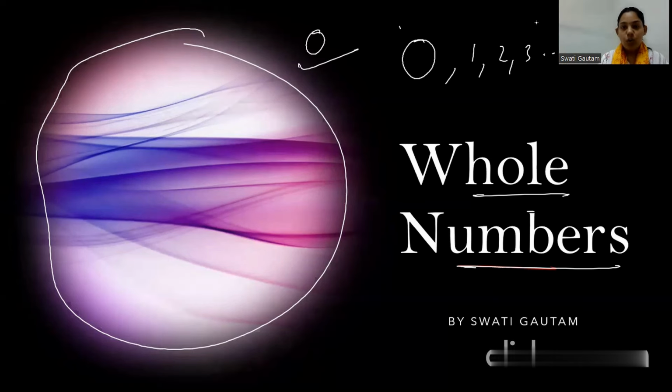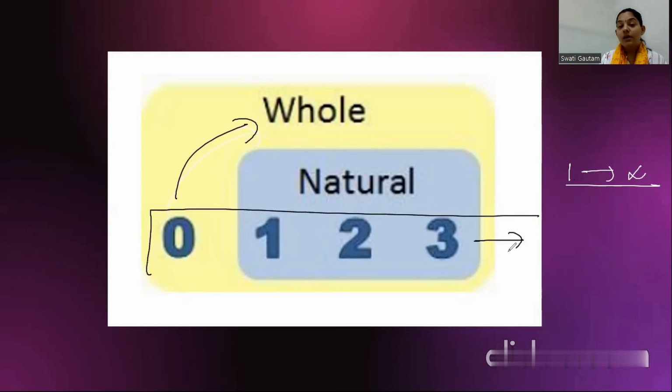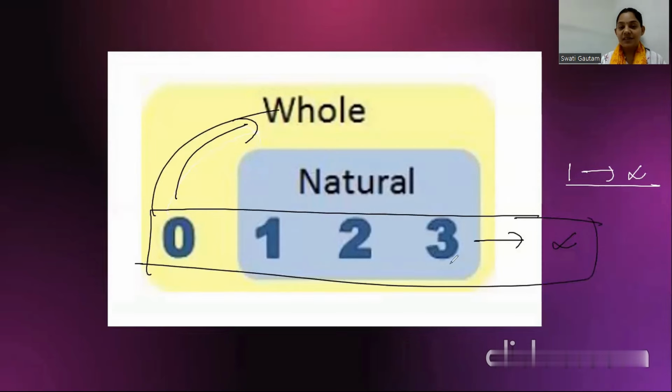Now moving towards the next part. What is the main part in this? If you are able to see the picture, whole and natural. In the previous video, we talked about the natural numbers. Natural numbers are those numbers which start from 1 up to infinity, right? 0 is not a natural number, but if we consider 0, 0 is a whole number. So 0, 1, 2, 3 and so on up to infinity, these all are whole numbers. So the smallest whole number is 0.